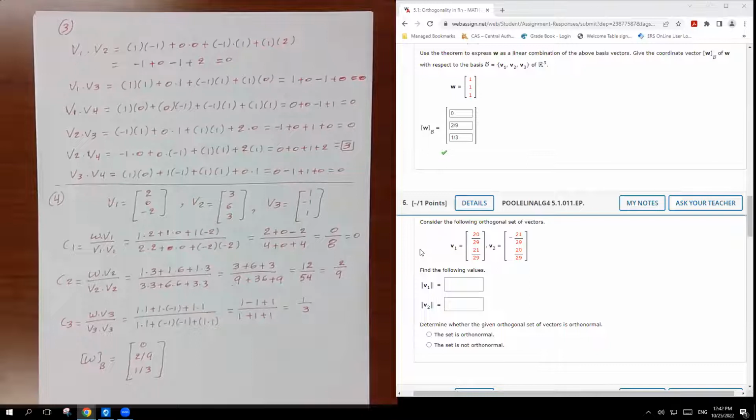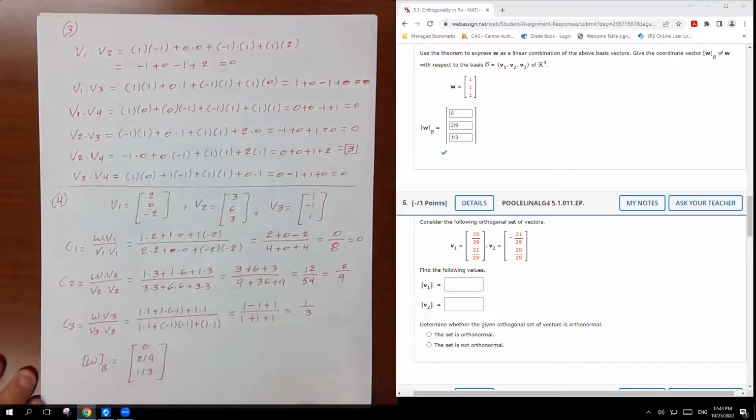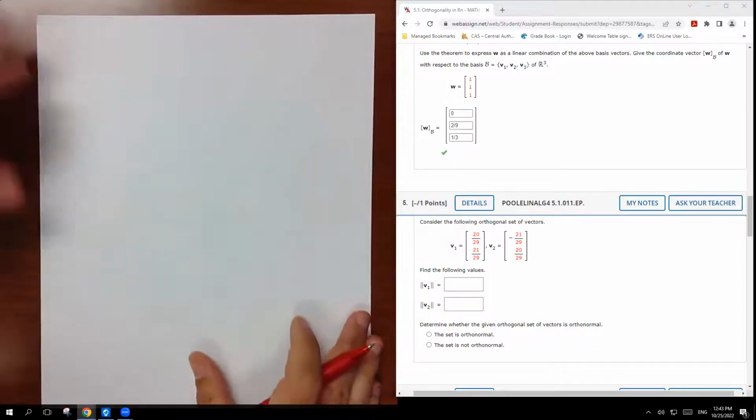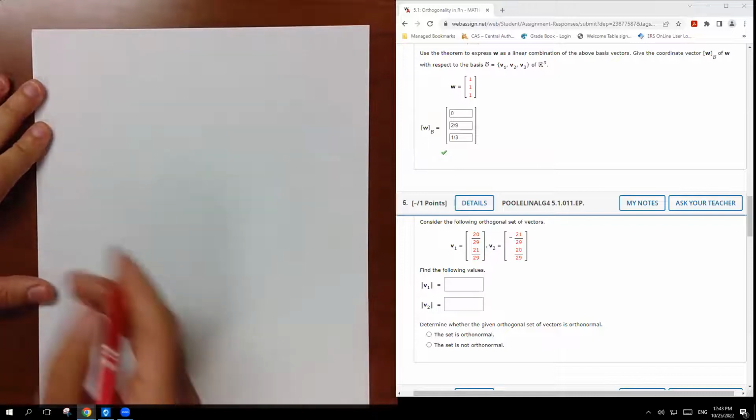So again, an orthogonal set means the dot product of any two vectors in this set equals 0. But if the length of each vector equals 1, this is called an orthonormal set. So let's check with this example. Example 5, we have these two vectors.